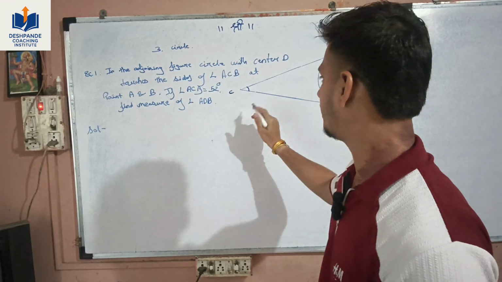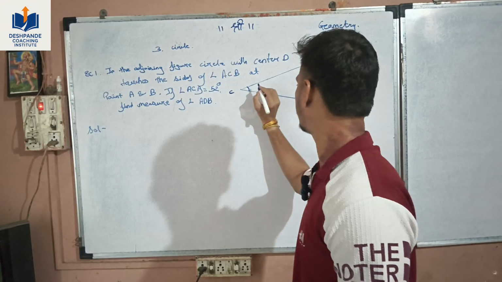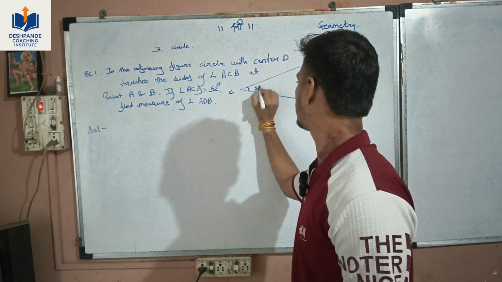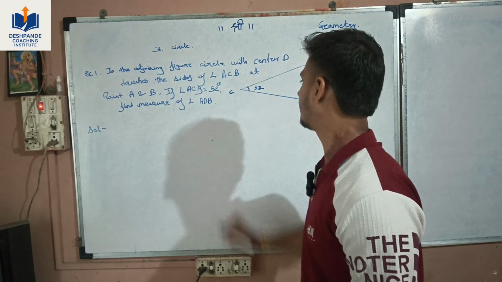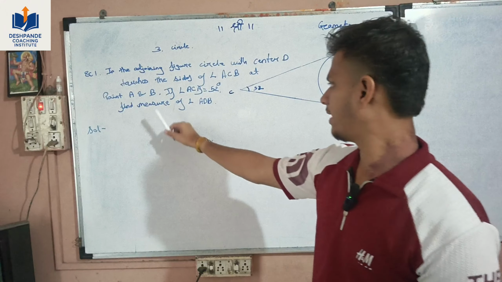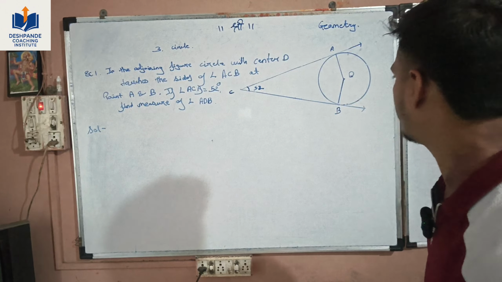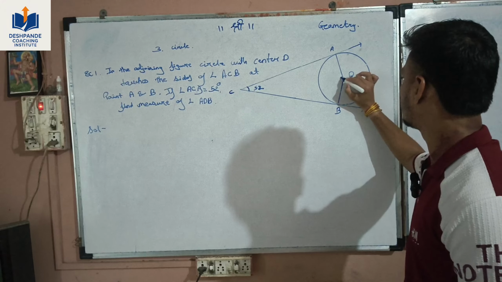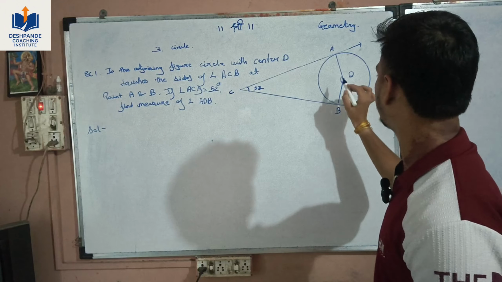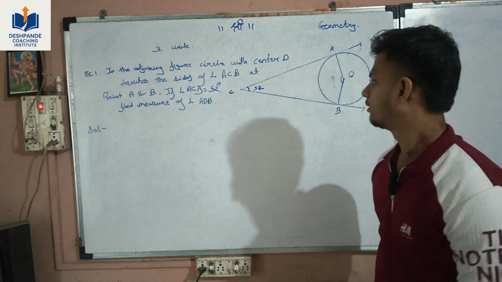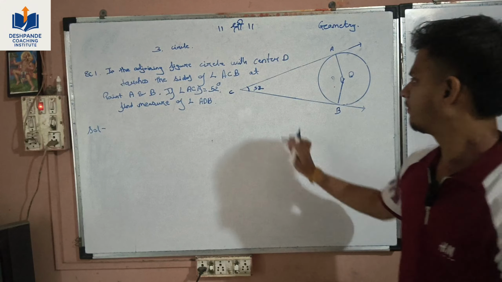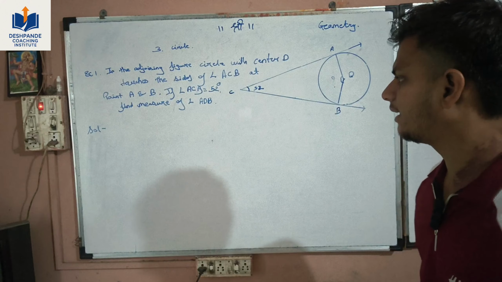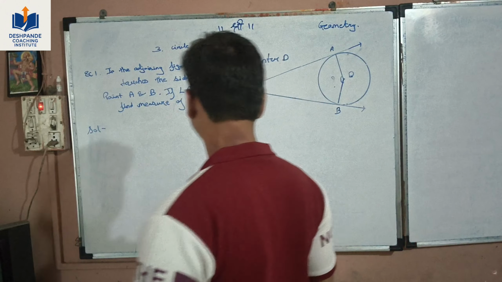One more thing is given: angle ACB is 52 degrees. Then find the measure of angle ADB. Angle ADB is what we have to find. So I have written here 52, and we have to find angle ADB. So, the solution.